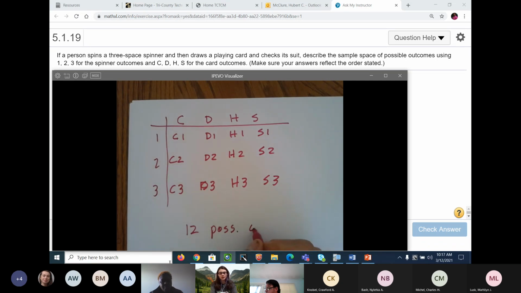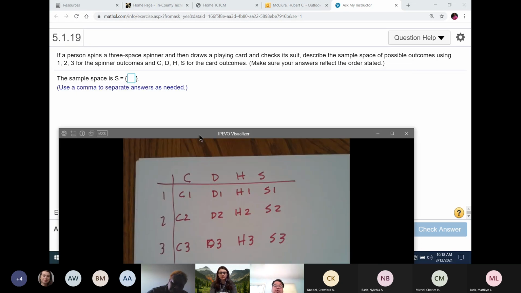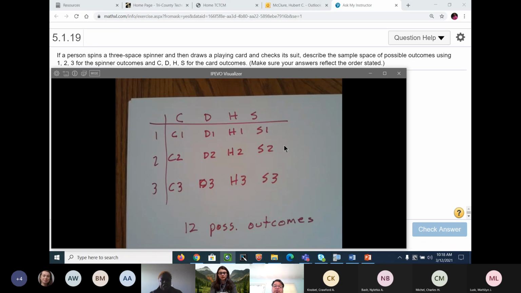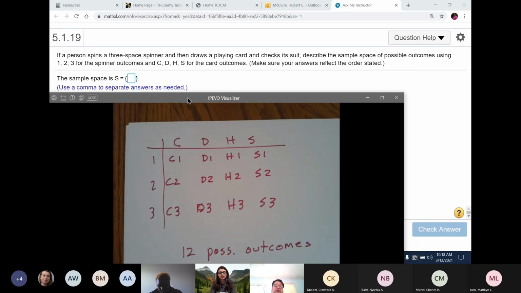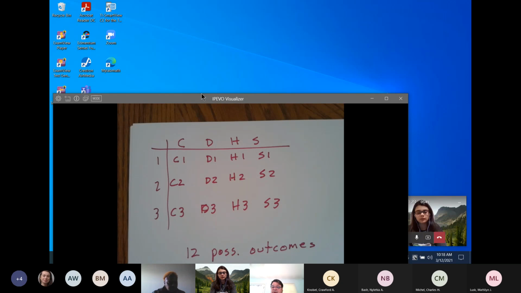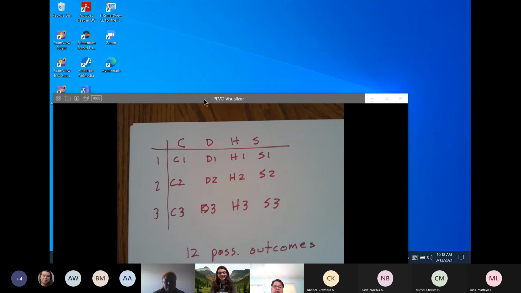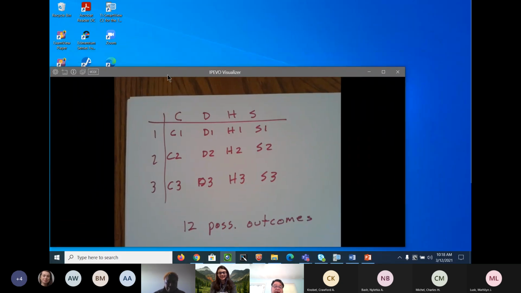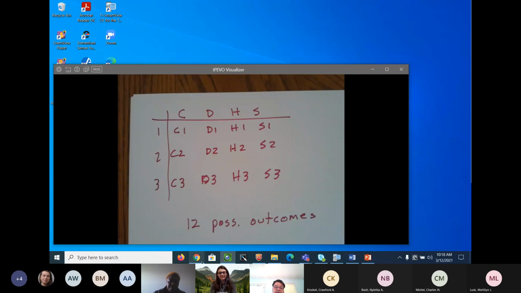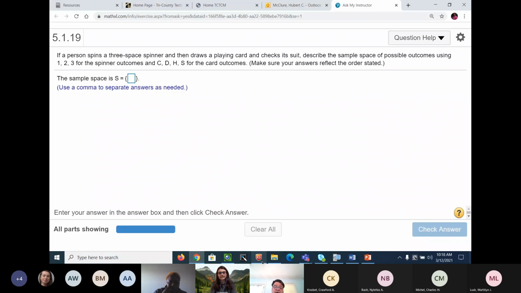Mr. McClure, is there an easier way to figure it out than writing them all out individually? Well, I don't know what it's asking. I'm looking to see what it's asking. So I'm doing this to kill two birds with one stone, showing you how to find a sample space as well as addressing the question. This is the sample space. So you're going to have to actually write out the sample space. So that's the question.